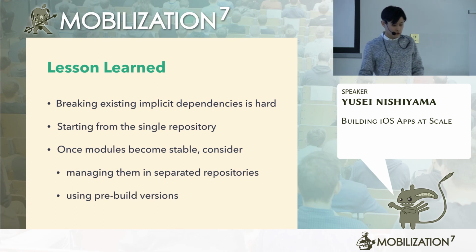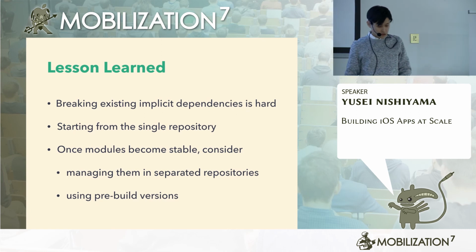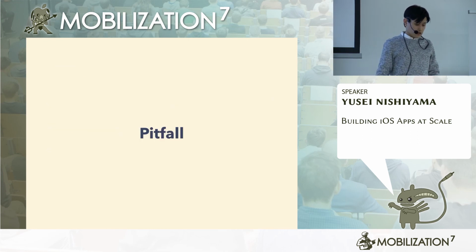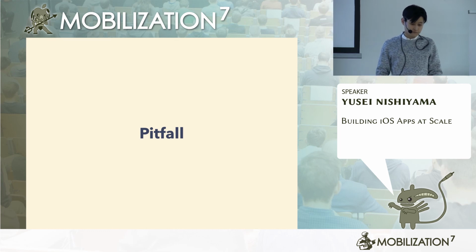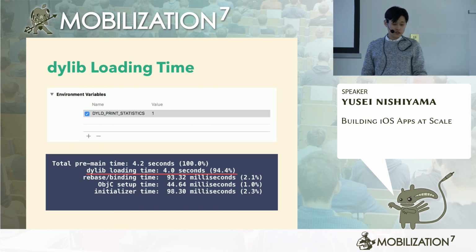Then after a while, you will get to a point where your framework is not changed very often. Then you can consider separating them into multiple repositories and using versioned releases of them. But there's a common pitfall of code modularization, which is dynamic framework loading time. You can check how long dynamic library loading takes by enabling the DYLD_PRINT_STATISTICS flag.